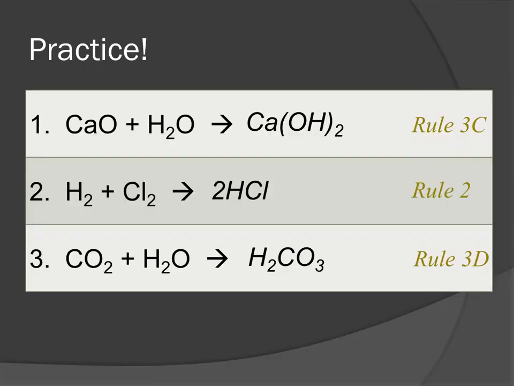Okay, here are the answers below. You don't need to know which rule is which. You don't have to know that bases are formed using Rule 3C or Rule 2 is two nonmetals combining or whatever. You just need to know that they work. So this would be the metallic oxide and water producing a base. Here I've got hydrogen and chlorine producing hydrochloric acid. And I have carbon dioxide and water. This was straight up the rule we used, producing an acid, which is carbonic acid.